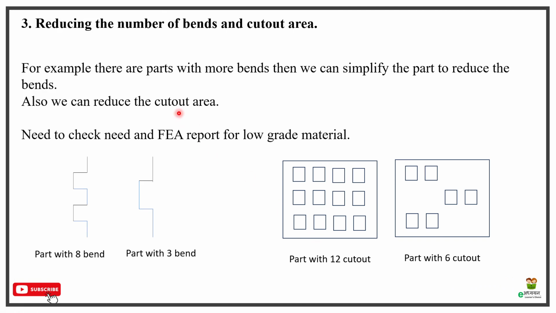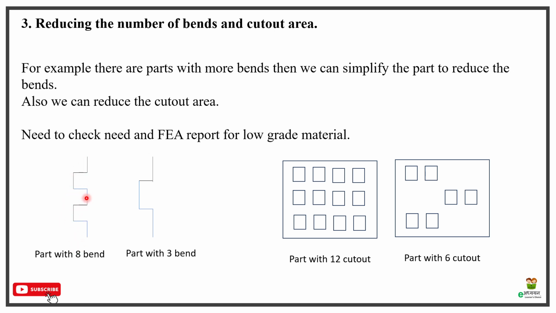Then, reducing the number of bends and cutout areas. For example, there are parts with many bends, and we can simplify the parts to reduce the number of bends. Also we can reduce the number of cutout areas, because each bend adds cost to the part, and the cutout area will increase the cutting length, which also adds to the cost. So here we need to check the need of the bend or cutout, and then the FEA report for the low grade material also.